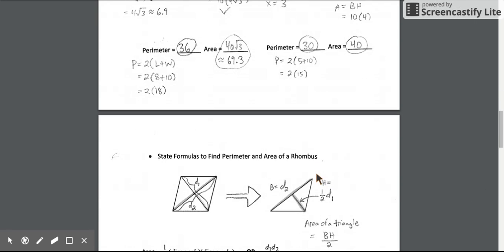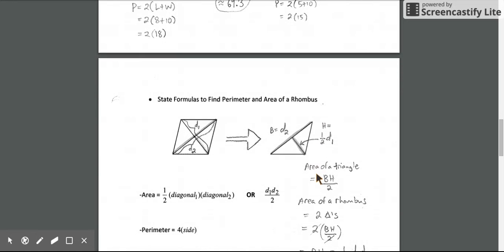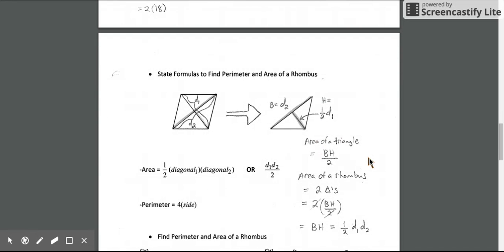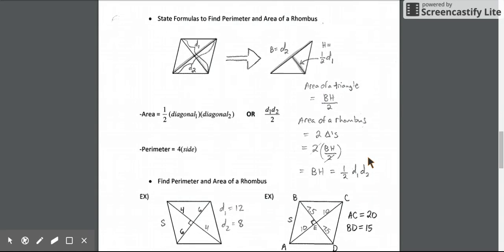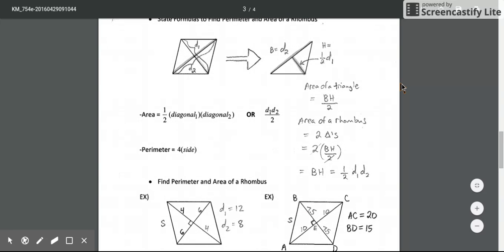So there's parallelograms. Try and create right triangles to find the height if it's not given to you. The last shape is a rhombus. So I'm going to save this one for the next video. Do it in 2 parts.